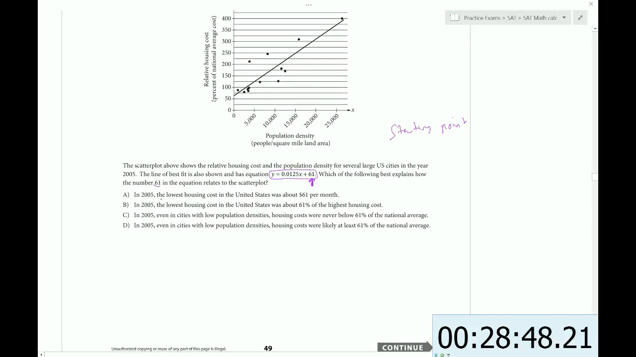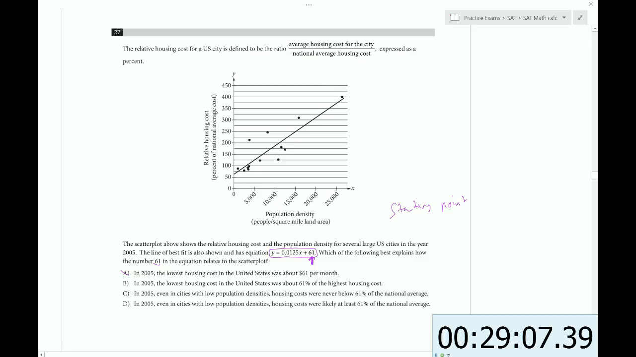Right, so let's look at the choices. In 2005, the lowest housing cost in the United States was about $61 per month. Well, that's not quite true. It's where the trend line meets, but there's no data point there. In 2005, the lowest housing cost in the United States was about 61% of the highest housing cost.